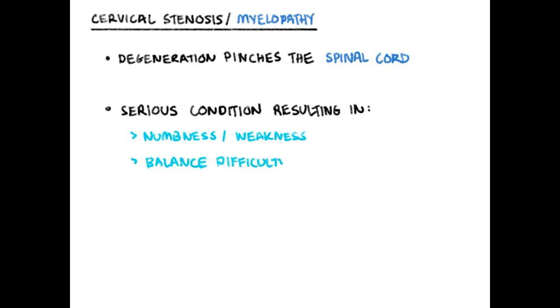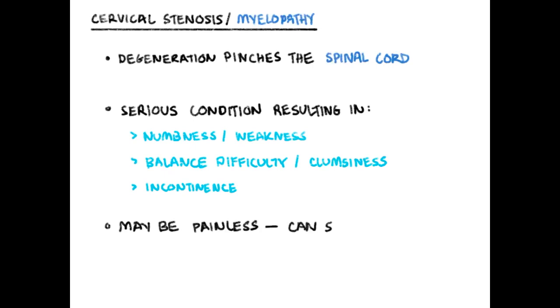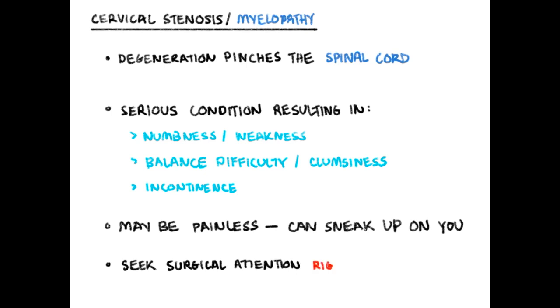Cervical myelopathy primarily presents with numbness and weakness of the upper extremities and lower extremities, changes in your balance, difficulty with walking, increased clumsiness of the hands and legs, and even incontinence. What's tricky about cervical myelopathy is that it can be painless. These symptoms can sneak up on you. You may think you're just getting old. If you have any of these symptoms, you need to seek surgical attention right away.